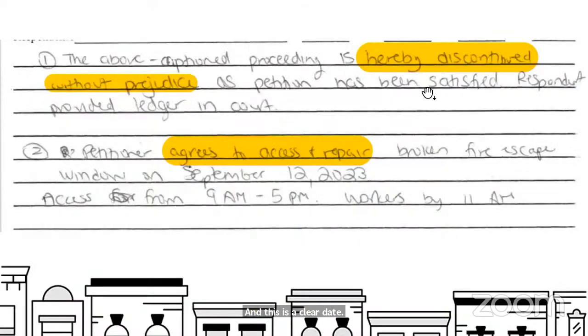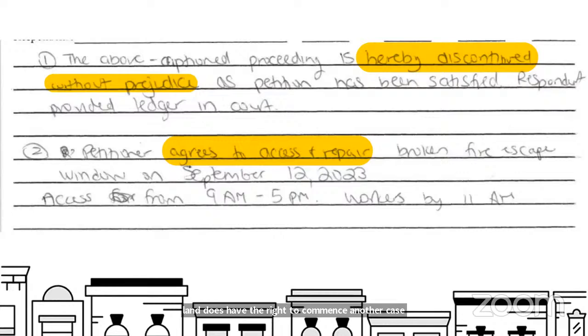Okay, the above caption proceeding is hereby discontinued without prejudice, as petition has been satisfied, respondent provided ledger in court. As we see the highlighted one, hereby discontinued without prejudice means the landlord has the right to bring a case back against you on a non-payment. The way it looks, it's a non-payment case. So if you default again in your rent arrears, the landlord does have the right to commence another case.